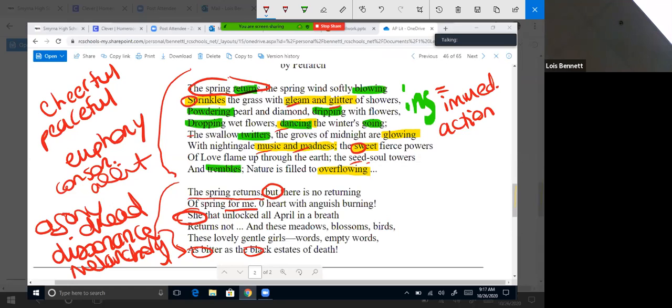He said, she unlocked all of April for me. She was spring. She was love. But she returns not. And after that, now compare the imagery. These meadows, blossoms, birds. How do those three words compare to the imagery of the top stanza? What do you mean literal?